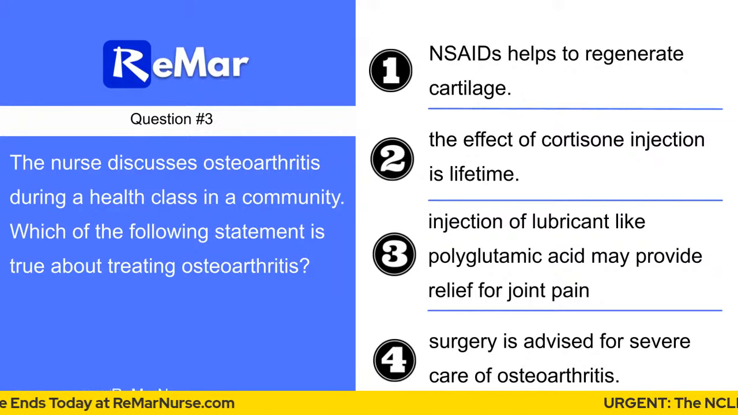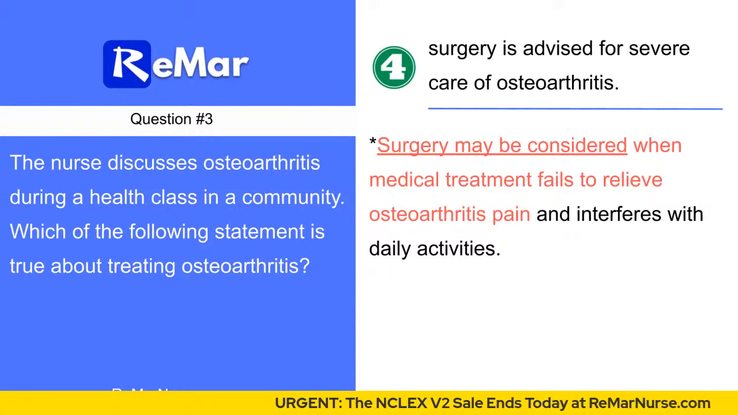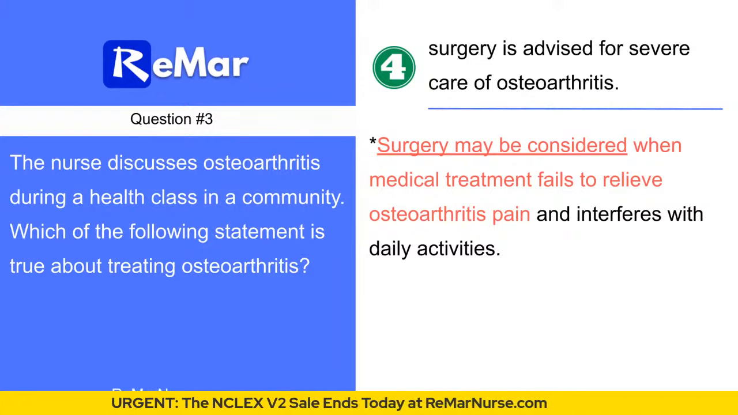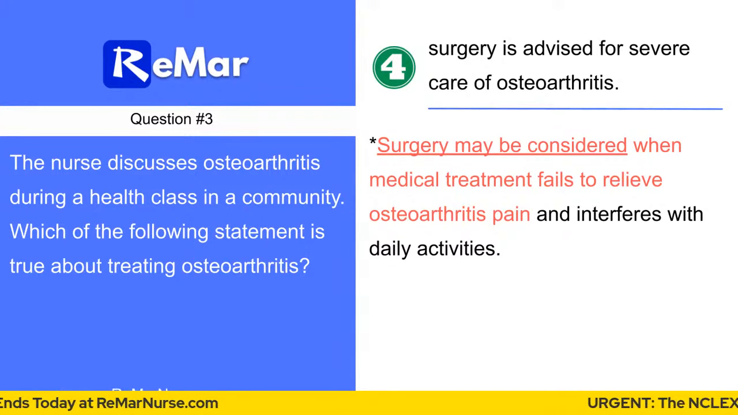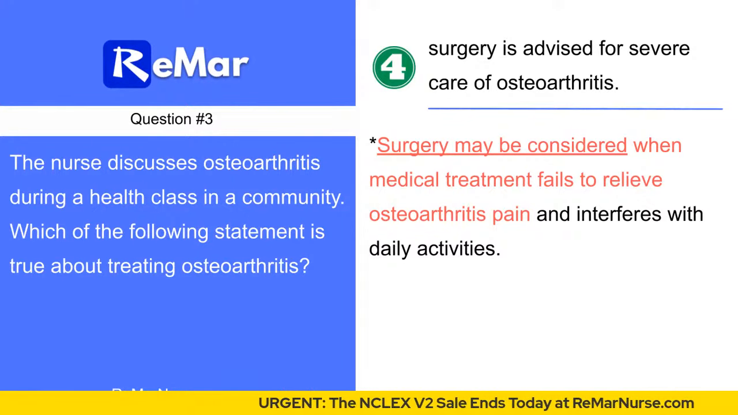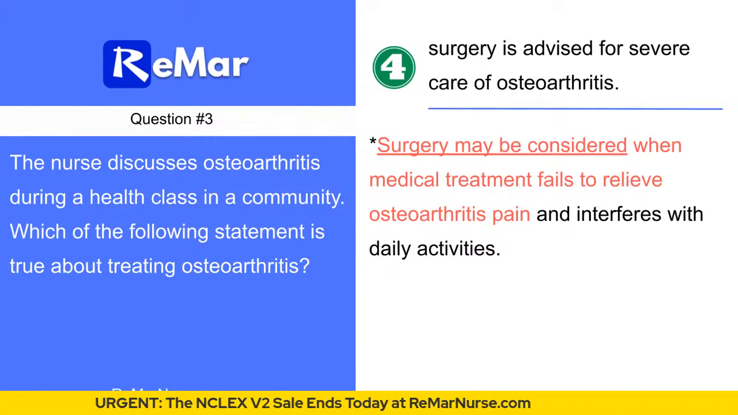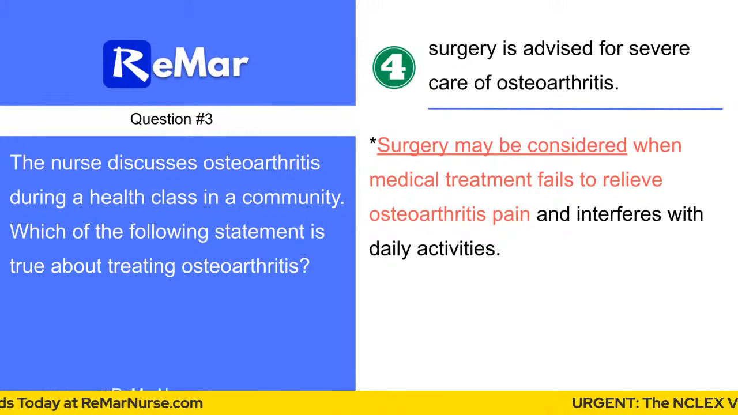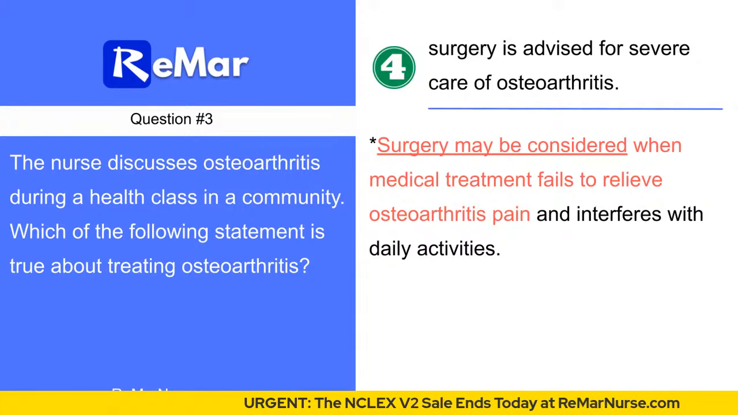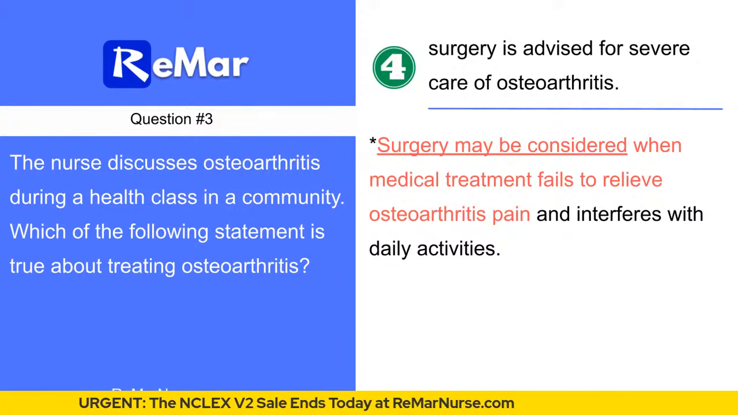All right, correct answer here is going to be number four. Surgery is advised for severe cases of osteoarthritis. And you guys know that when all of the medical treatments fail, when all these temporary measures fail, it is going to come down to that knee replacement, that hip replacement, right? And that is going to be what the doctors are going to suggest after a while. All right. So we need to be preparing our patients for that. That everything else is pretty much temporary.